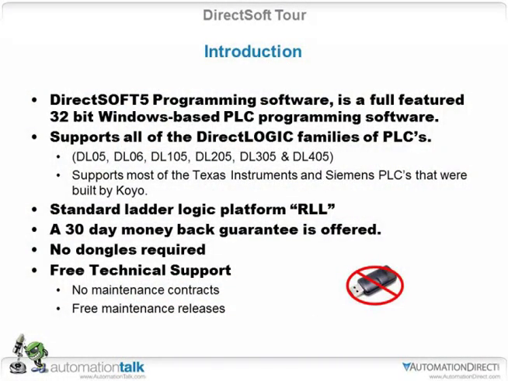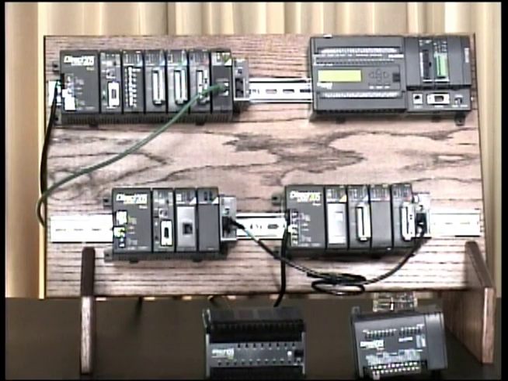Introduction. DirectSoft5, like I said, is full-featured, 32-bit Windows programming software. It supports all the DirectLOGIC families, as you see there, which is our 05, 105, 06, 205, 305, 405, and we've got some up here on the table. On the other side of Tom, we've got some of the legacy stuff, which is our 305s. We've got the 405s, and as you can see on the video now, we've just got a little rack here with some 05 and 06, 105, and some 205.